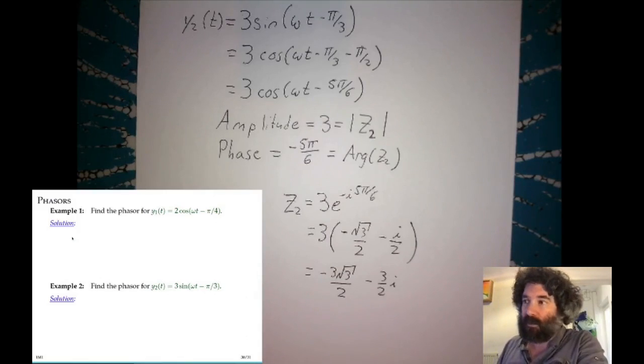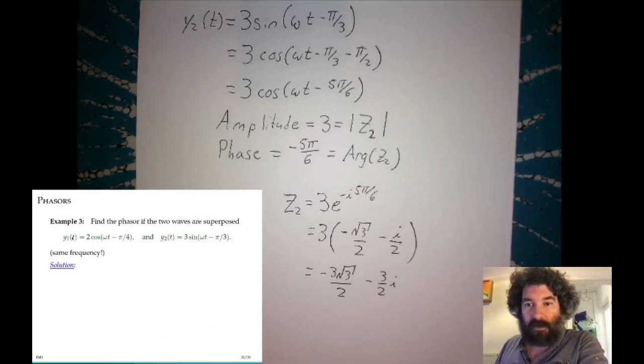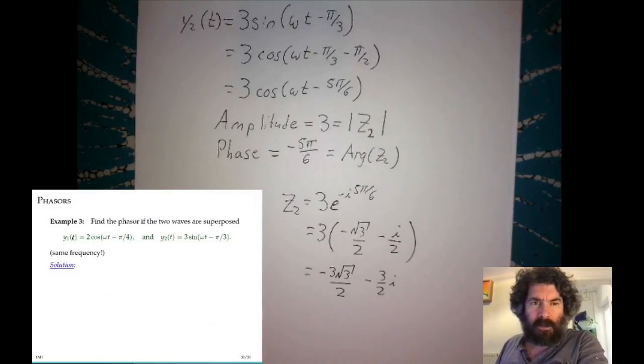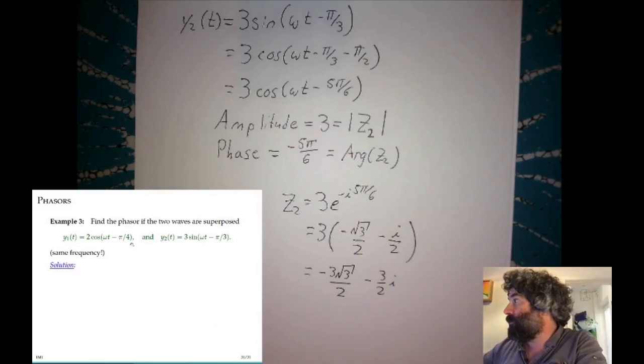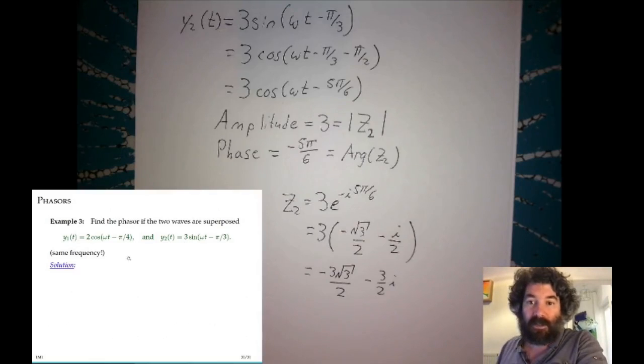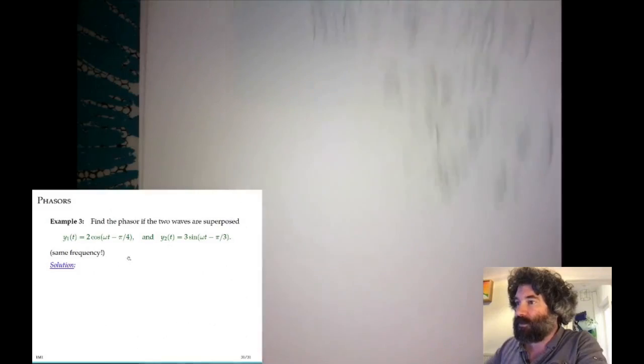All right, so we found the phasors of these two functions, and to finish off this set of examples, look at the phasor for what we get when we add these two sinusoidal functions together, y1 and y2. These are the ones from the previous two examples. And the key thing here is that they have the same angular frequency, omega. And so that means that when we add these two sinusoidal functions together, the phasor will be the sum of the phasors for the individual sinusoidal functions.